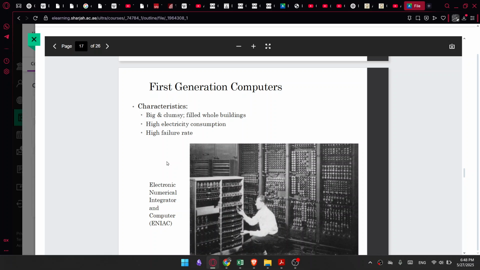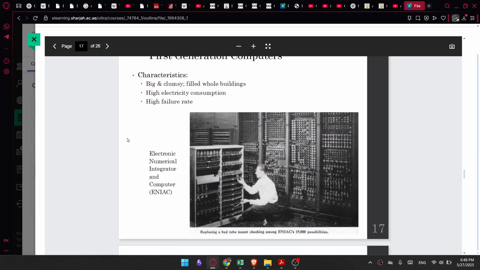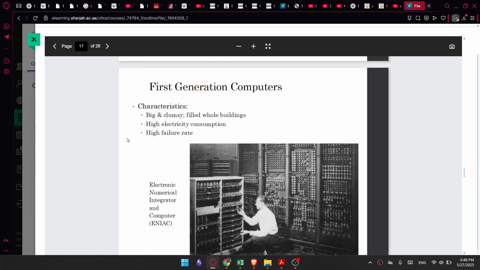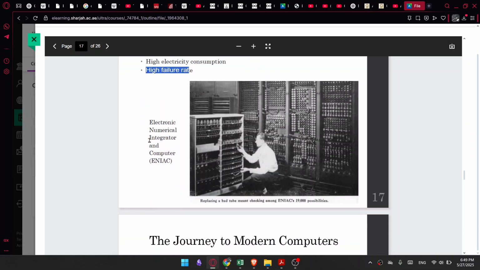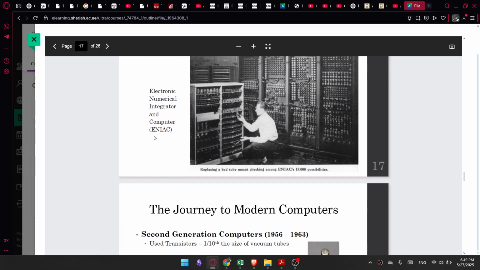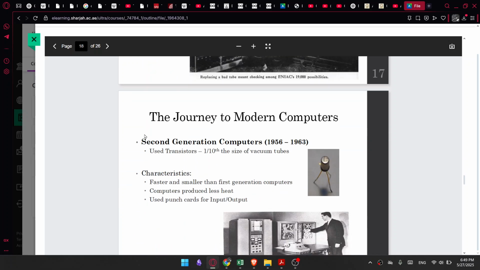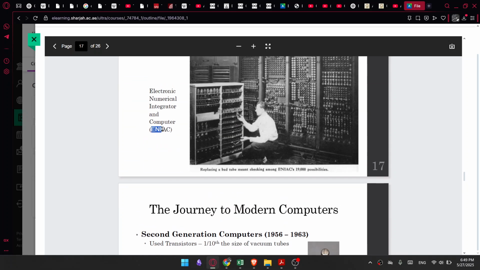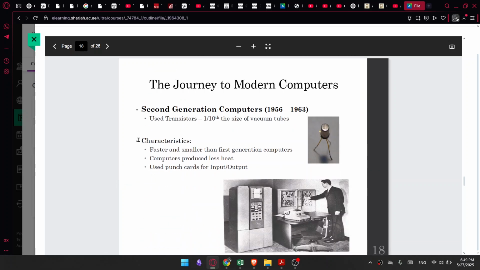First generation computer characteristics: big and clumsy, filled whole buildings, high electricity consumption, which is the biggest disadvantage, and a high failure rate. And the Electronic Numerical Integrator and Computer, ENIAC, and this is important to know. ENIAC refers to Electronic Numerical Integrator and Computer.